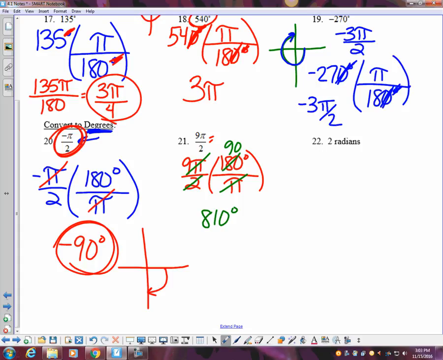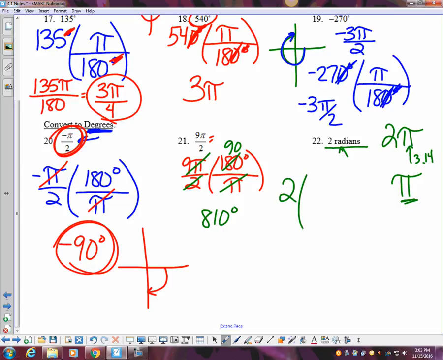Okay, now number 22. I know you don't see a pi, but you see the word radians. So this is 2 radians. Now be super clear on this. That does not mean 2 pi. 2 pi is 6 and some change radians because pi is 3.14. So 2 pi would be 6.28. This is 2 radians, 2 pure, cold, hard radians. Pi is 3.14 radians. So this is a little bit less than pi, but it's just 2 pure radians.